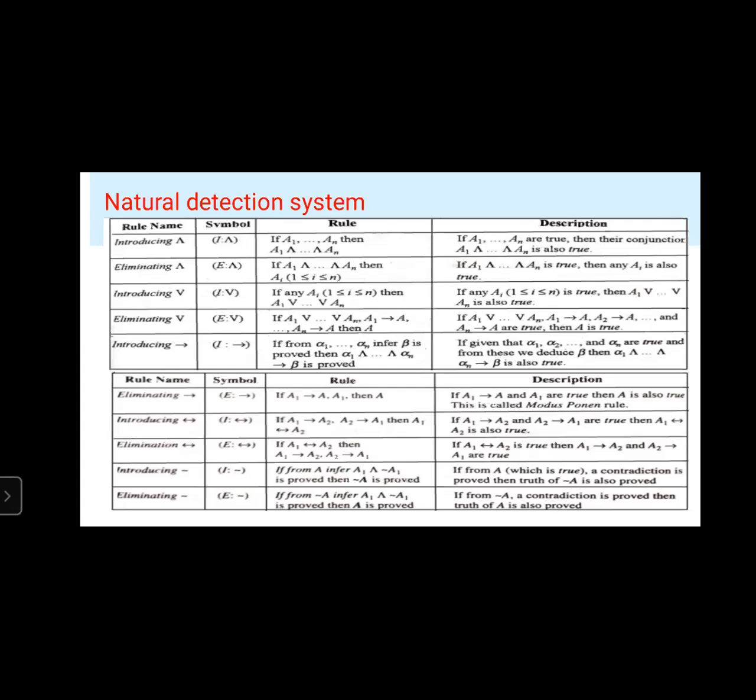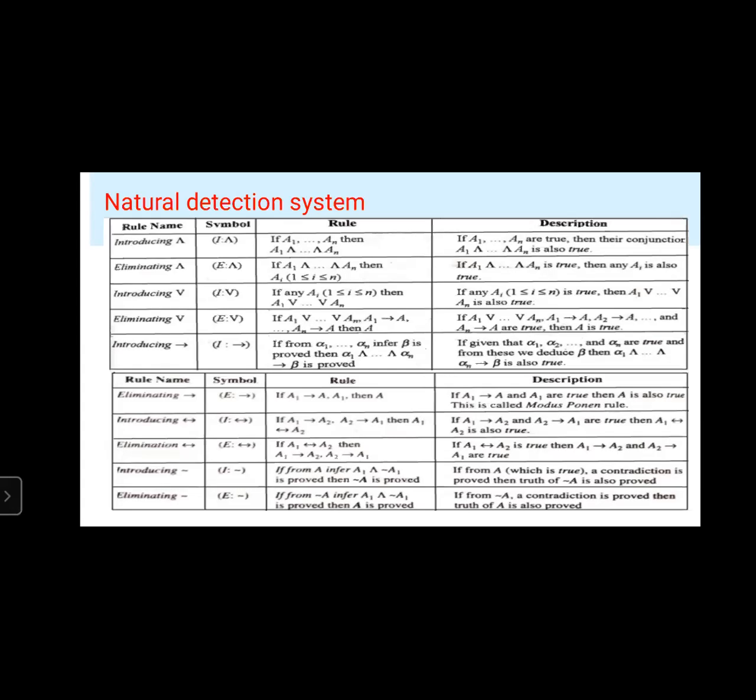Next rule, introducing or. We can represent it as I colon or. The rule is: if any AI, 1 less than or equal to I less than or equal to N, then A1 or A2 and so on up to AN. The description here is: if any AI, that is 1 less than or equal to I less than or equal to N, is true, then A1 or A2 or A3 and so on up to AN is also true.